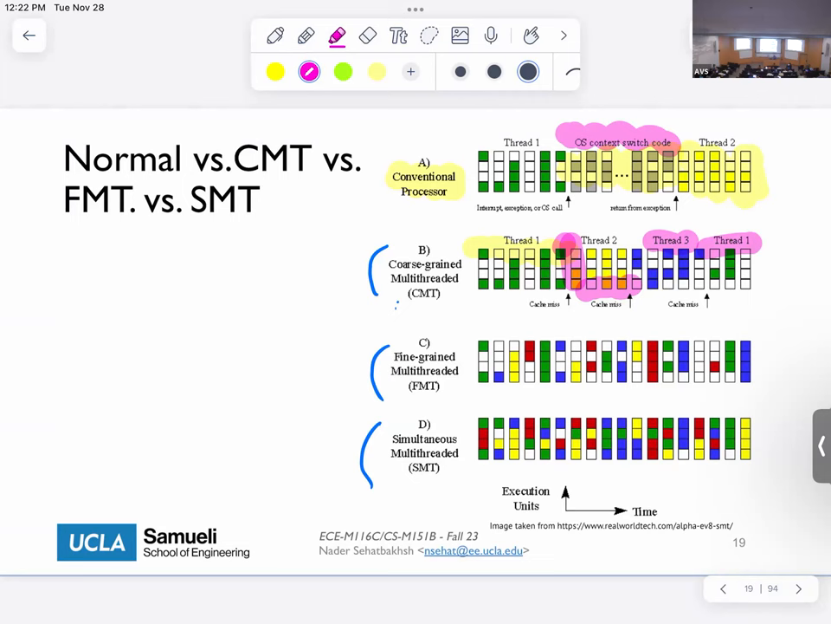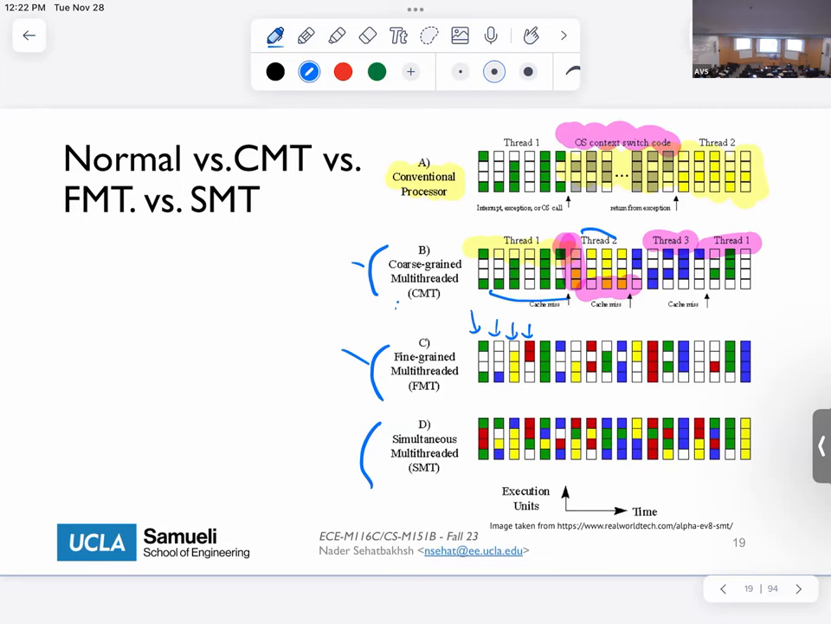The second option is fine grain multithreading. The difference between this one and the previous is that instead of doing this for some cycles and then switching to another thread, I can do the same thing every single cycle. For example, in one cycle I can run green, then blue, then red, then yellow, et cetera. So every cycle I can switch, but at every given cycle, only one thread is being executed.